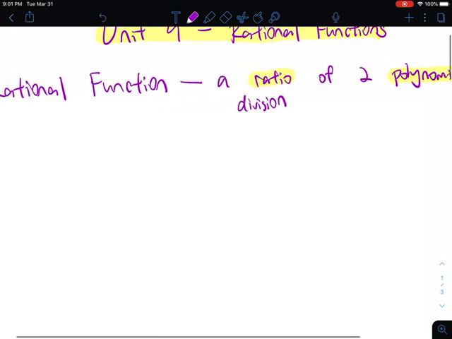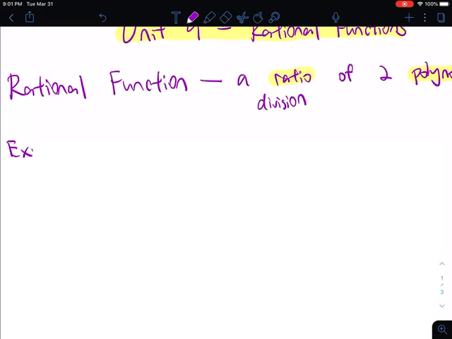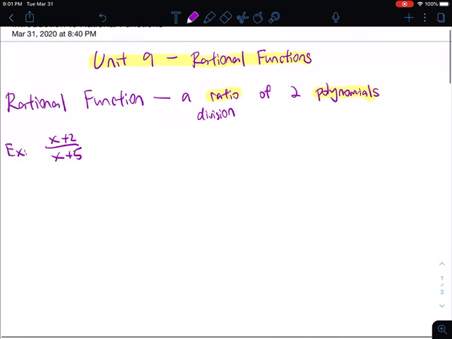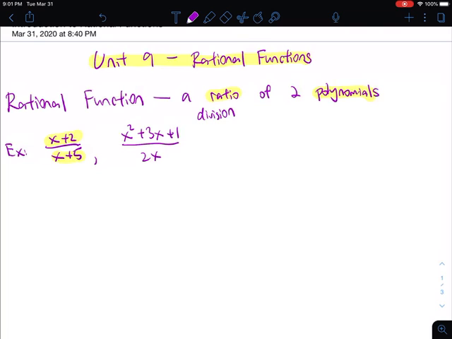So for example, what is a rational function? Let's look at some examples. So for example, let's say we have x plus 2 over x plus 5. This will be an example of a rational function because this is division, right? Fraction is division, and both of these are polynomials, x plus 2, x plus 5. Another example will be, let's say, x squared plus 3x plus 1 over, let's say, 2x. Okay, again, this is division, and both of these are polynomials. So then this whole thing is a rational function.